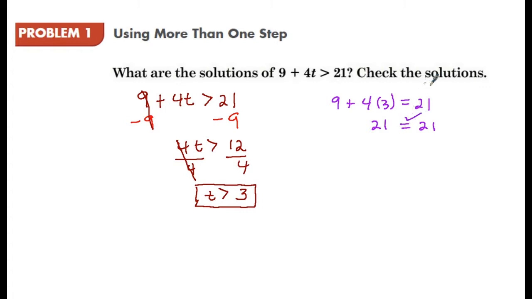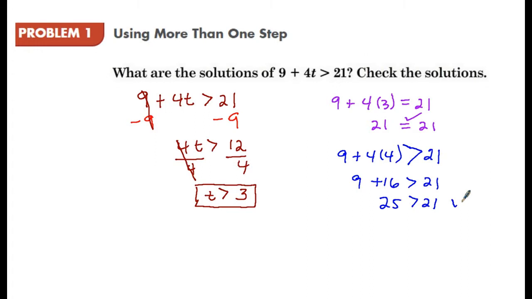Now, if we really want to check our solution, we want to use a number greater than 3, because t must be greater than 3. So the next number that comes up in sequence would be 4. So we're going to use t equal to 4. So 9 plus 4 times 4 has to produce something greater than the value of 21. Well, that's 9 plus 16, and 9 plus 16 is greater than 21, because that's going to give us 25. So that means that our solution is correct. Any number above 3 would give us anything above the 21, which was our condition for the inequality.